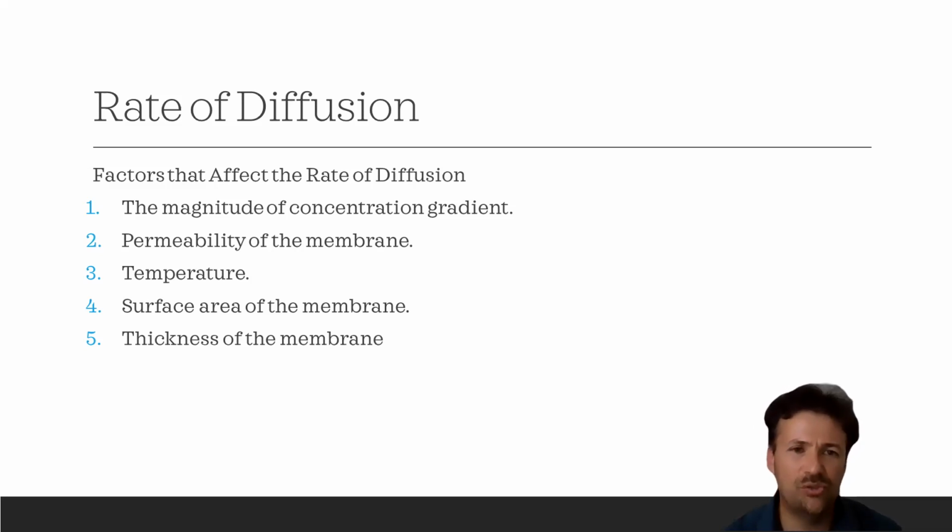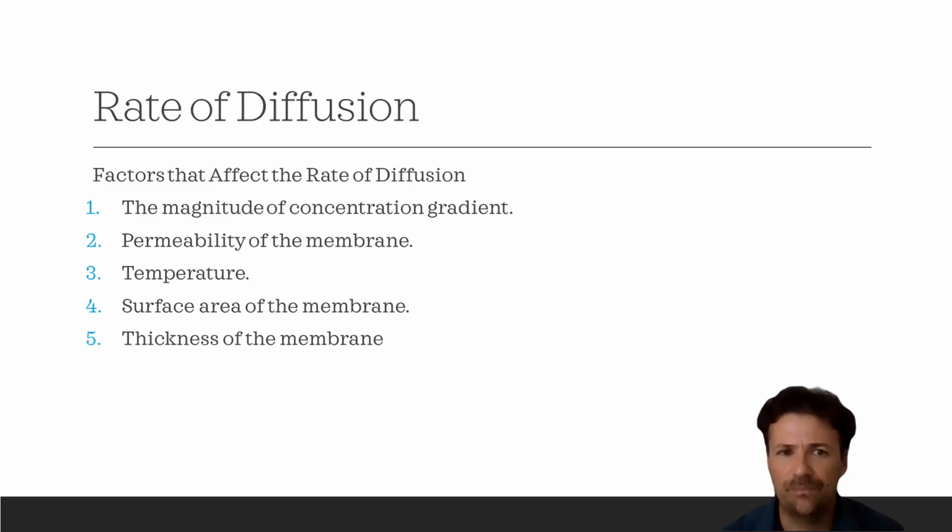And there are 5 factors that you need to think about when you're considering the rate of diffusion. The first is the concentration gradient. The larger the concentration gradient, the greater the rate. The second is the permeability of the membrane. The greater the permeability, the greater the rate. And the permeability is dependent upon the physical characteristics of the membrane and the physical characteristics of the substance. And so each substance will have a different permeability coefficient with regards to a particular membrane.